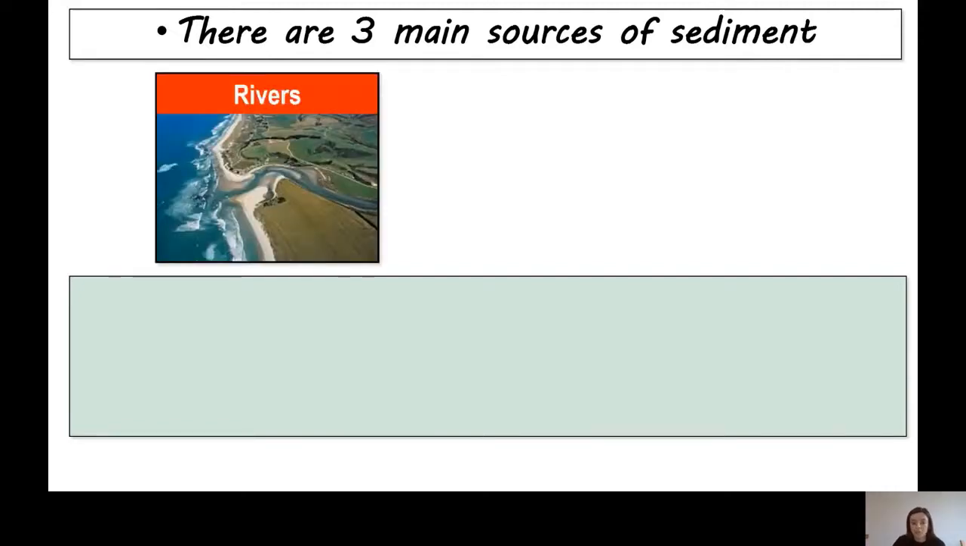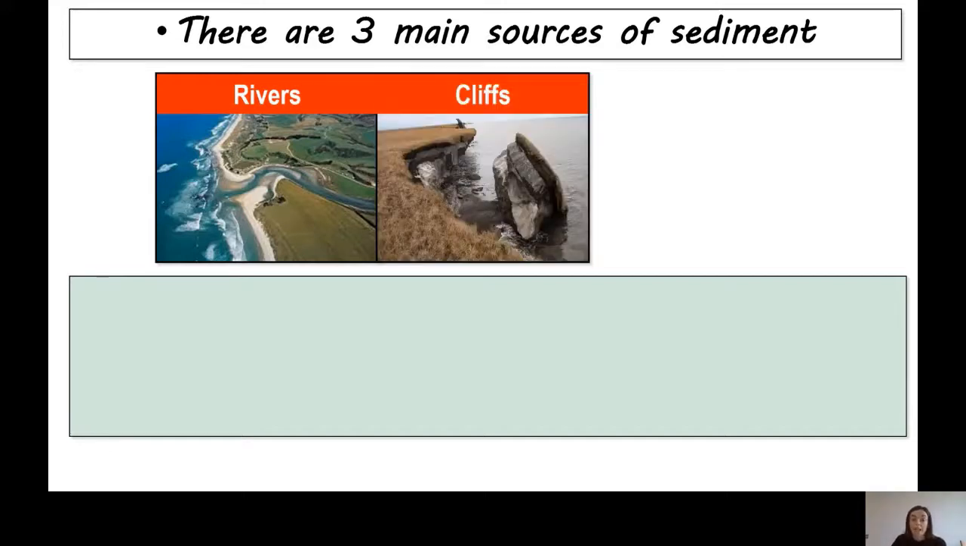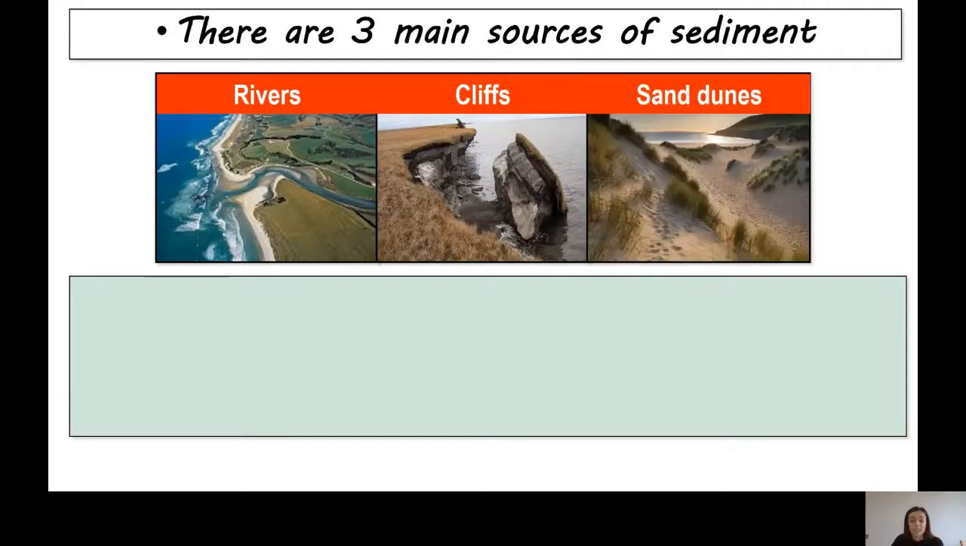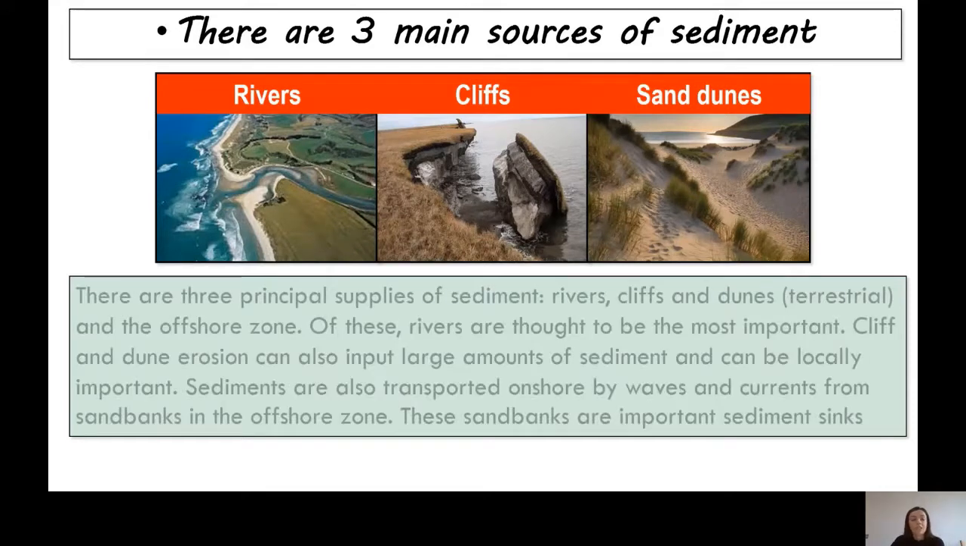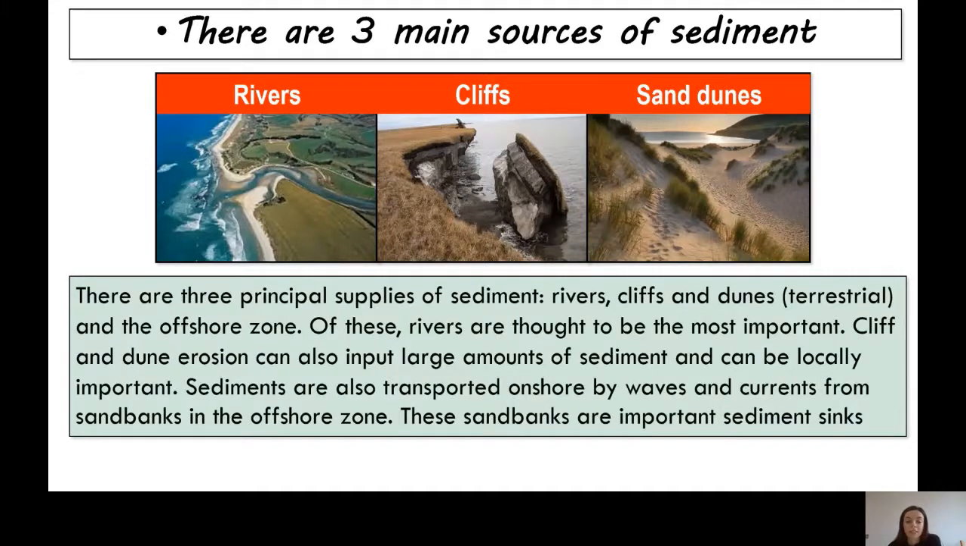These are rivers. So material eroded along the river is then deposited in the coast, in the mouth of the river. Cliffs being eroded is a source of sediment. And sand dunes, to an extent, is a source of sediment. So these are the three main sources of sediment. Of these, rivers are thought to be the most important. Cliff and dune erosion can also input large amounts of sediment and are important locally.